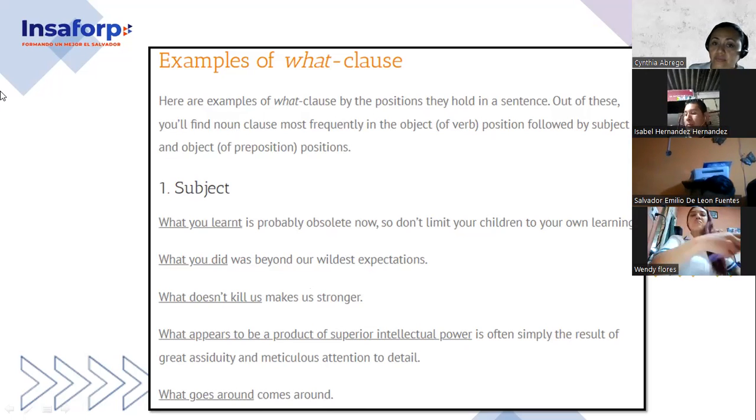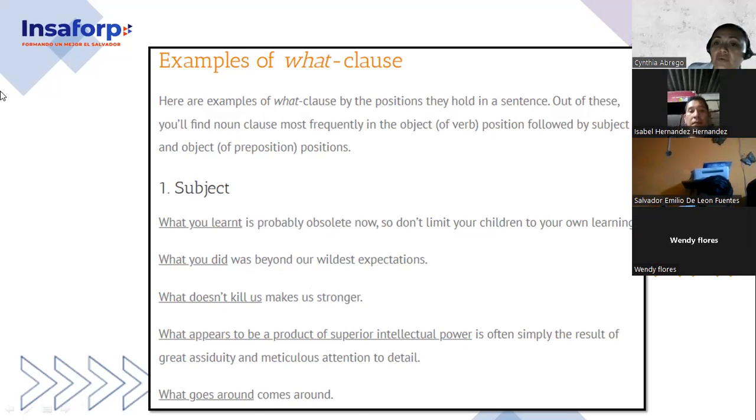Okay, example of what clause. Here are examples of what clauses by the position they hold in a sentence. Out of this, you'll find noun clause most frequently in the object of verb position, followed by subject, object of preposition positions. Thank you, Cynthia.